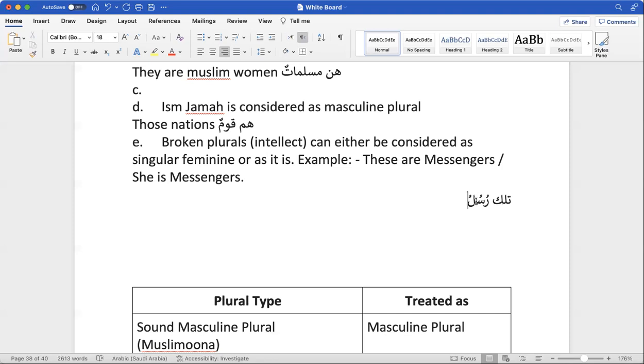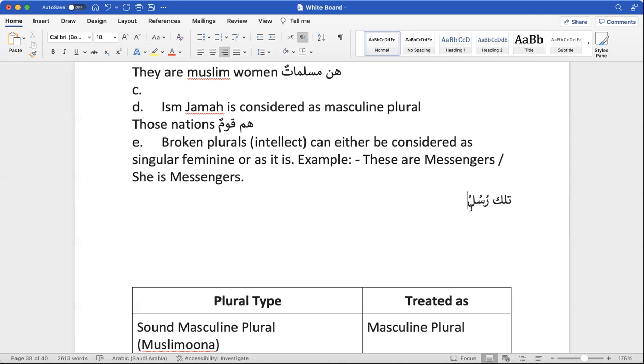When you say rusulu, this rusulu is a broken plural but intellect, a human broken plural, right? We have an option here. We can treat them as normal plurals. I can also write ulaika rusulu. That's also perfectly correct. Or I have the option that I can also treat them as singular feminine.